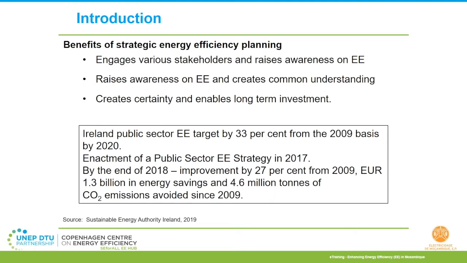Of the many available examples, I have illustrated one here. Ireland has set a target to improve energy efficiency of its public sector by 33% from the 2009 basis by 2020. They implemented one of the key measures of the public sector energy efficiency strategy in 2017. And by 2018, I think the country's public sector had already improved about 27% from 2009 levels. And yes, it has achieved about 1.3 billion euros worth of energy savings and almost 4.6 million tons of carbon dioxide emission reduction since 2009.